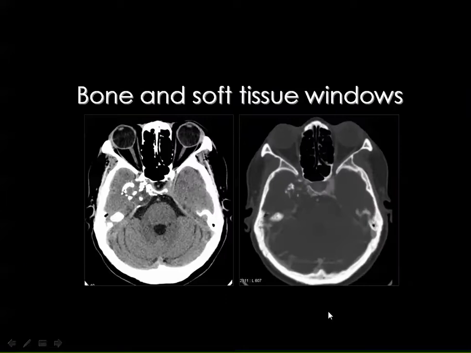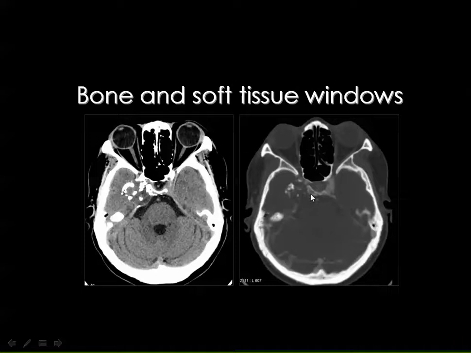In the full study of the paranasal sinuses, we usually have the soft tissue window and the bone window images. For anyone who is not in radiology practice, this is the soft tissue window and this is the bone window. In the soft tissue window, you can see the details of the soft tissue structures, and in the bone window you can see the details of bone and bone-like lesions.